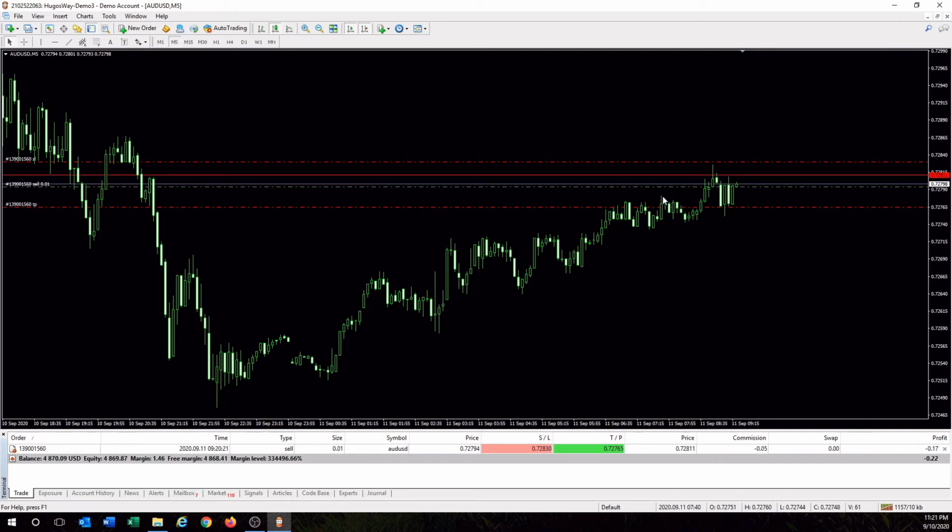So when you're selling, it opens up the trade on the gray line, and then when you're looking for take profit or your stop loss gets hit, it's this red line.